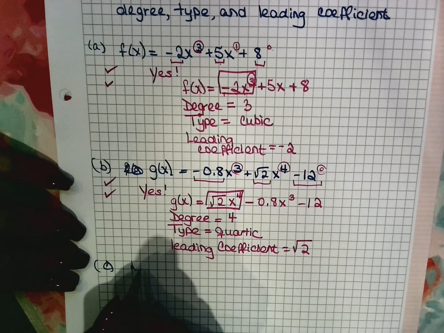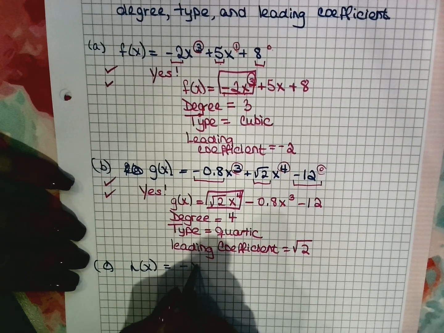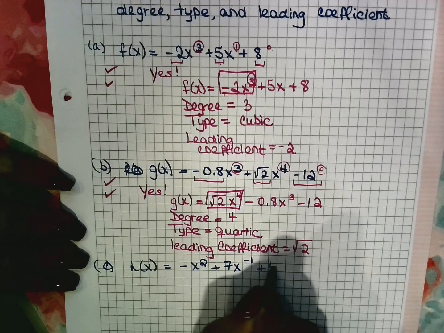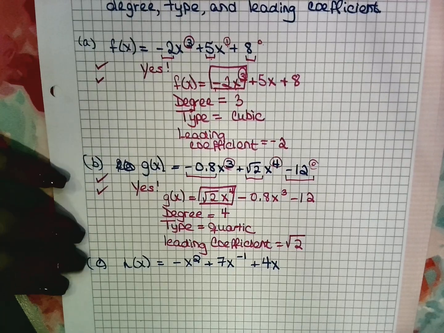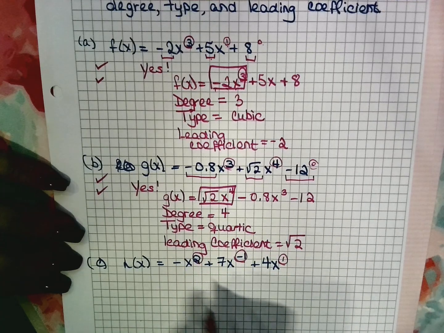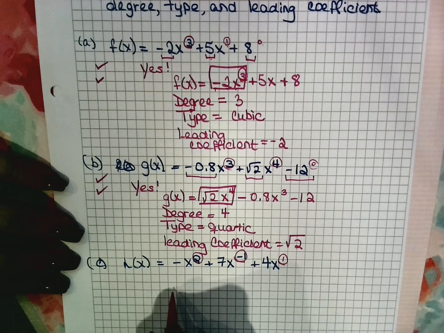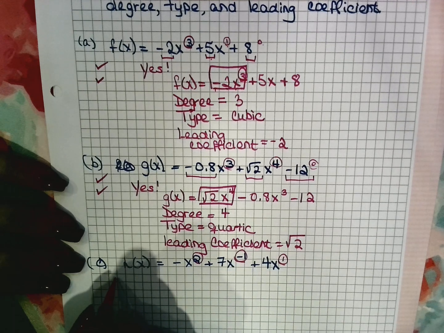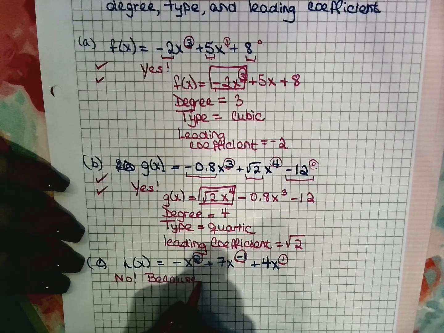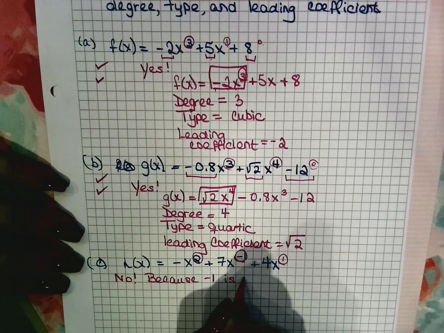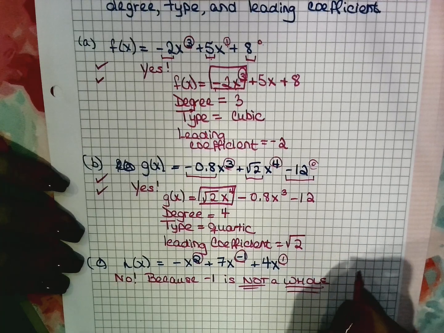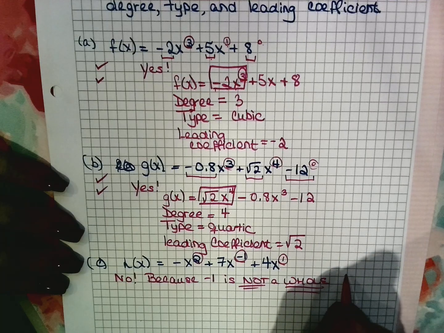Here we have h of x equals negative x squared plus 7x to the negative 1 plus 4x. All right, so our first step is to check our exponents. We have a 2, a negative 1, and this happens to be a 1. Are they whole numbers? No, negative 1 is not a whole number. So this is not a polynomial because negative 1 is not a whole number. Remember, whole numbers are 0, 1, 2, 3, 4, 5, etc. No negatives.